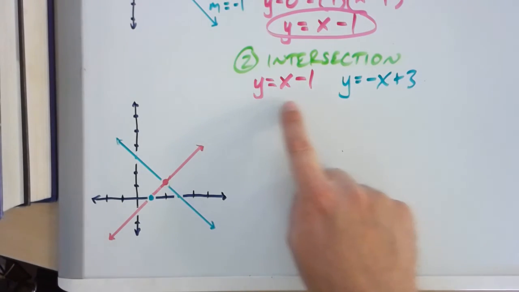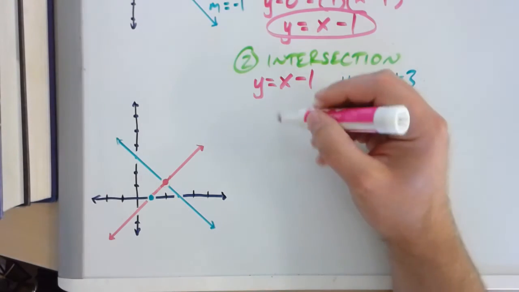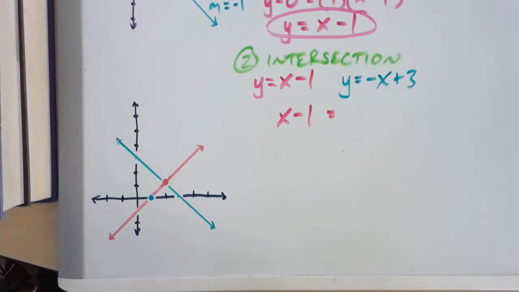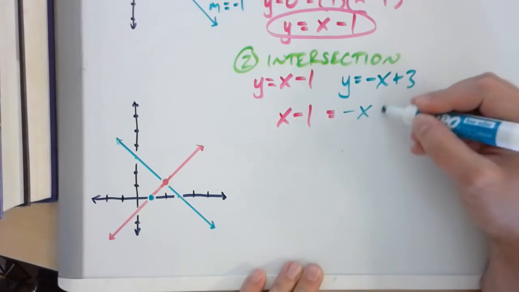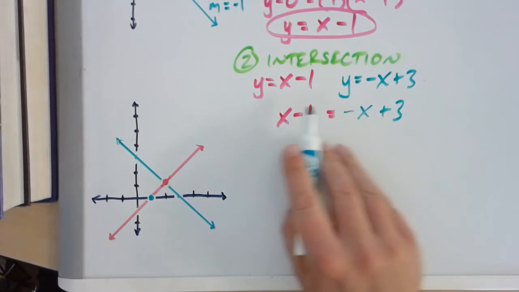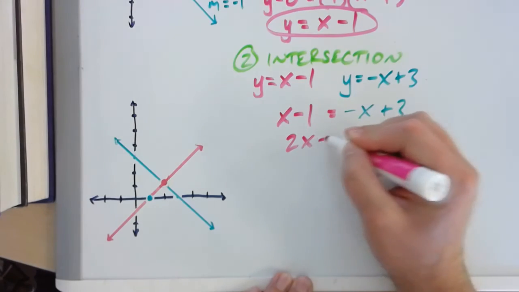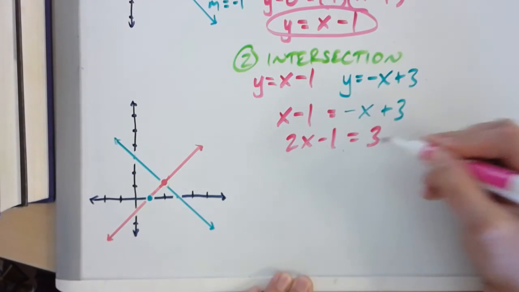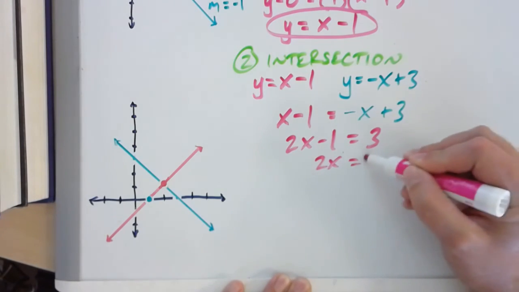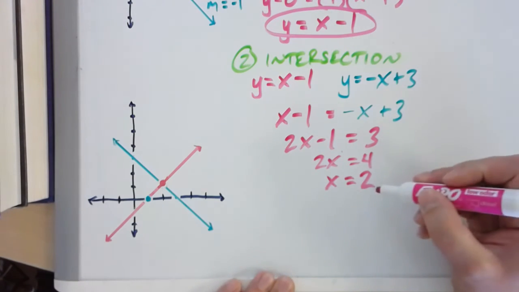Since they're both equal to y, I can set these equations equal to each other. I'm going to burn through this pretty quickly. So I have x minus 1 equals negative x plus 3. I could combine like terms. I could add this x over here, and I'm going to get 2x minus 1 equals positive 3. I could add this one over here. I get 2x equals 4, and in turn, I get x equals 2 after division.